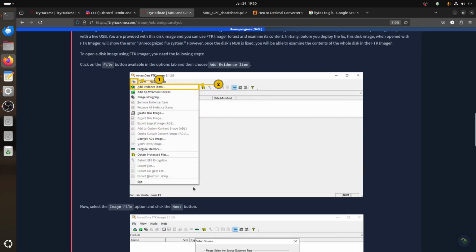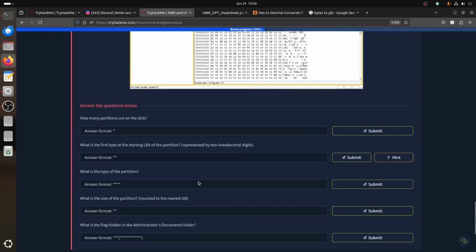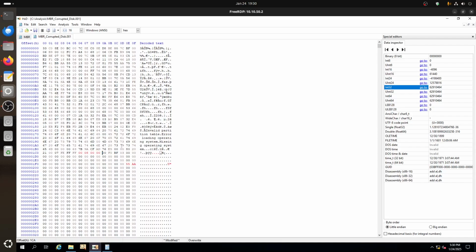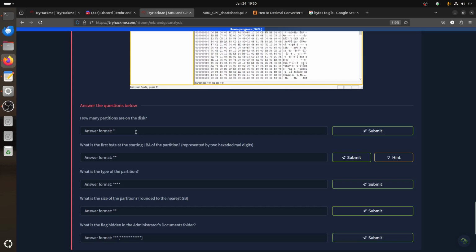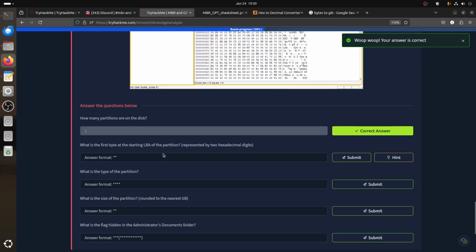You can read our practice straight in. How many partitions? Let's first start. You can see the last 4: 1, 2, 3, 4. We said we have this, and then we have 0, so we have one partition. This is 1, so here we can just say 1. Then what's the first byte at the starting LBA of the partition? The hint, of course, is to read the one that we did before.